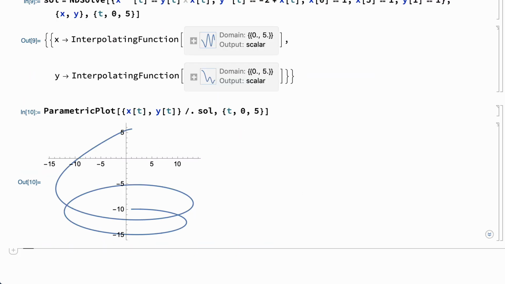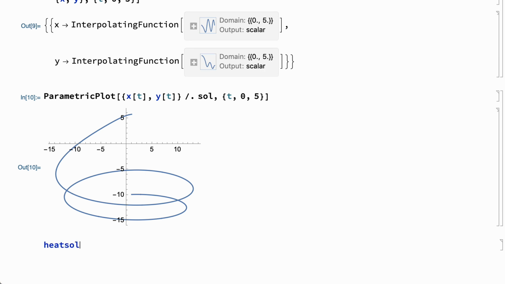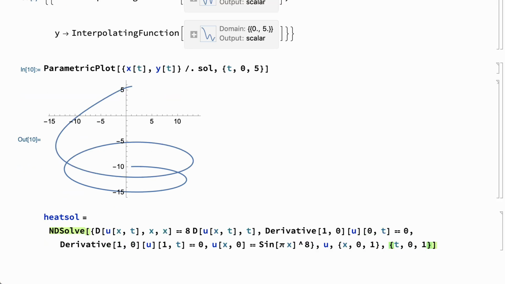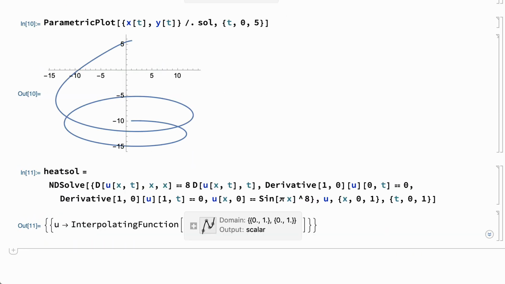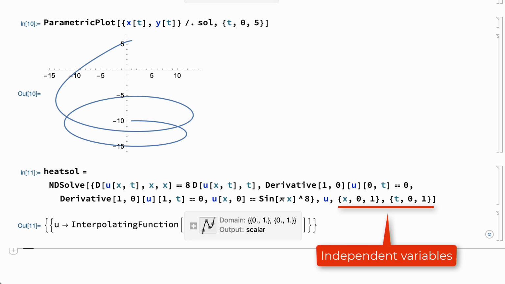NDSolve can also handle many types of partial differential equations. For example, this shows NDSolve giving a solution for a simple partial differential equation. This input uses many of the same notations and the same structure as the input for an ordinary differential equation, the main difference being that for this partial differential equation there is more than one independent variable.